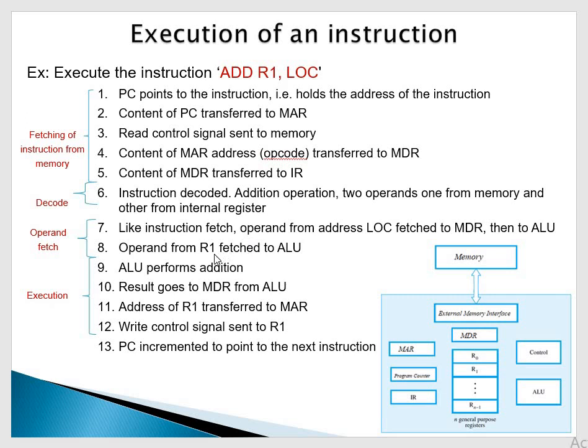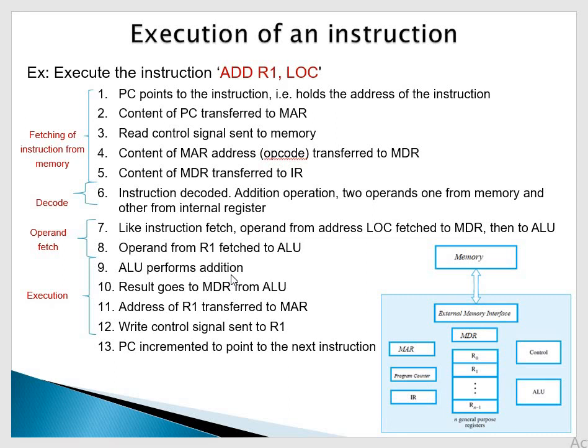The second operand will be fetched from R1 to the ALU. So both the operands, the MDR's operand and the second operand from R1, will move to the ALU. Once these two operands are available within the ALU, the ALU will start its operation called execution. The ALU will perform its arithmetic operation, addition.